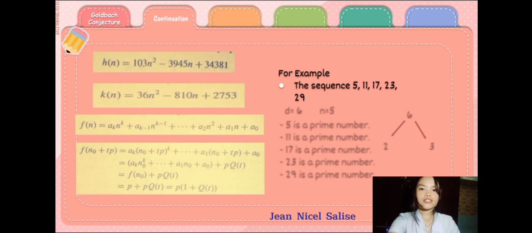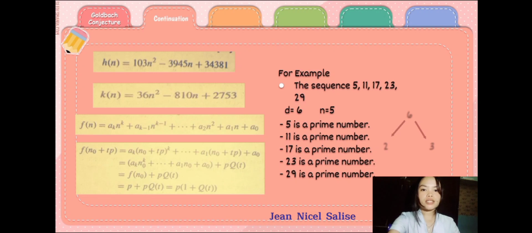Okay, for example, the sequence 5, 11, 17, 23, and 29. The sequence is an arithmetic progression with a common difference of 6, and our n here is 5. Now, let's check if all the terms in the progression are prime numbers. 5 is a prime number, 11 is a prime number, 17 is also a prime number, 23 is a prime number, as well as 29. So, based on this analysis, we can see that all the terms in the sequence are prime numbers.